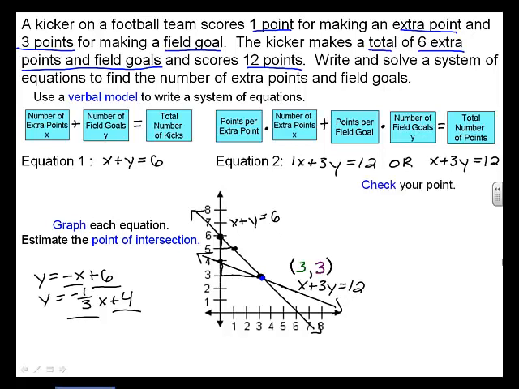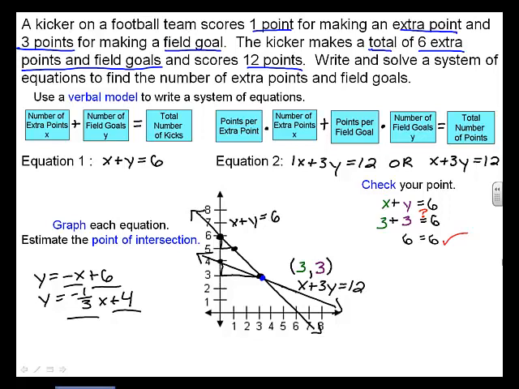First, let's check the point in equation 1. X plus y equals 6. Plugging in our point, we need to check that 3 plus 3 equals 6. Evaluating 3 plus 3, we get 6 equals 6, and our solution checks out.